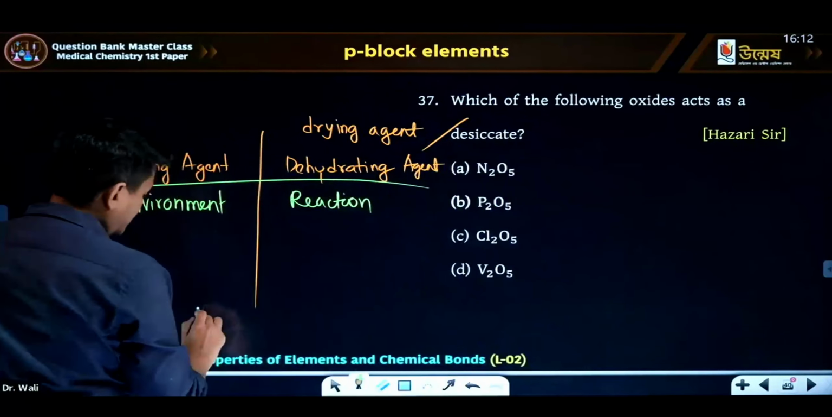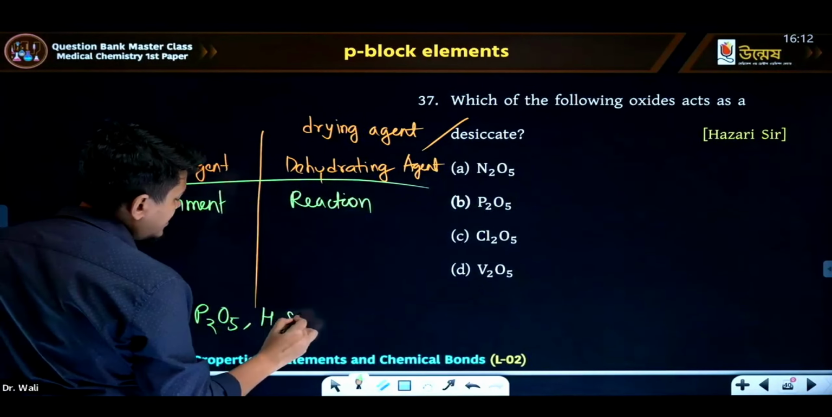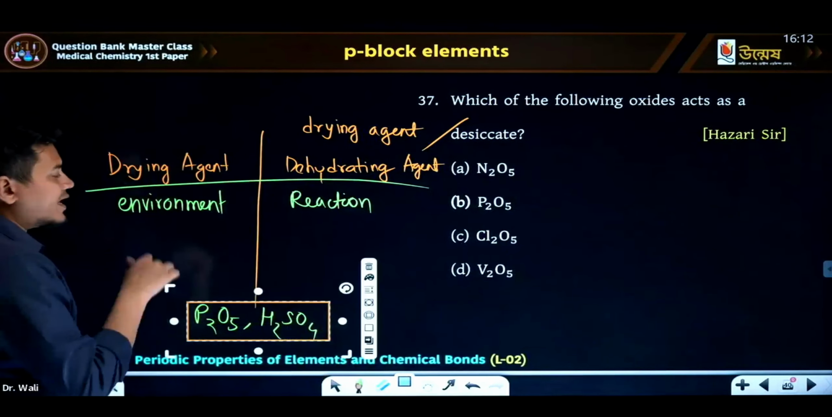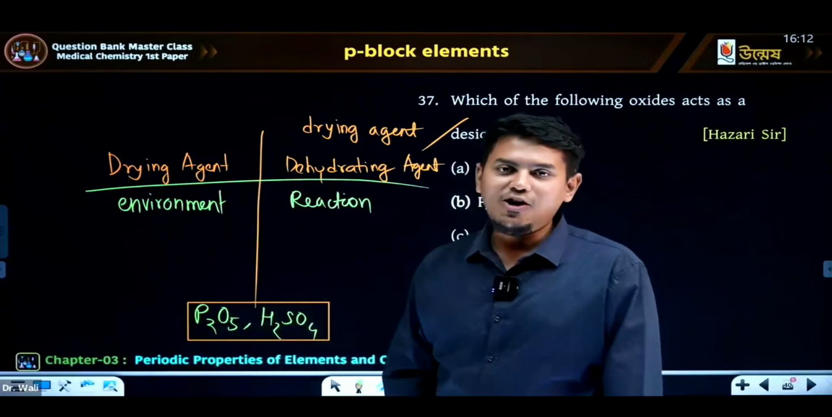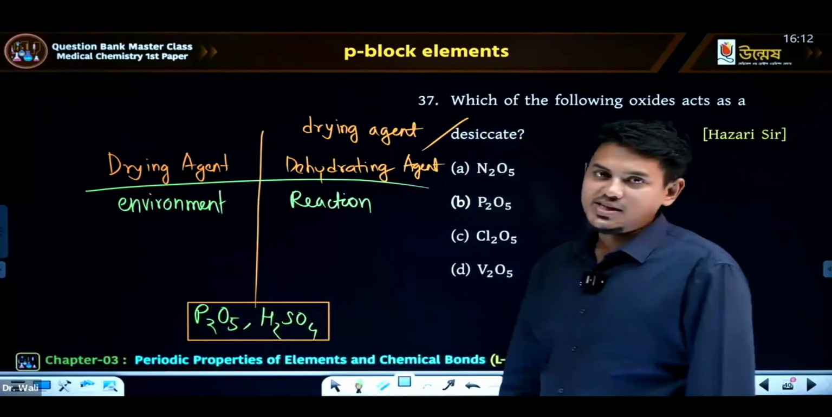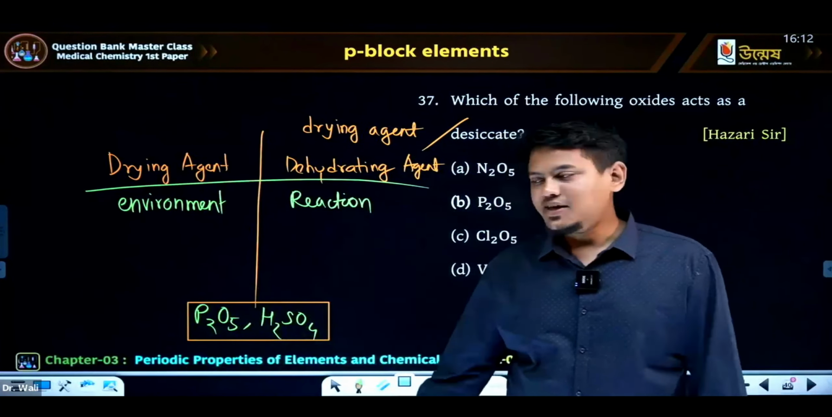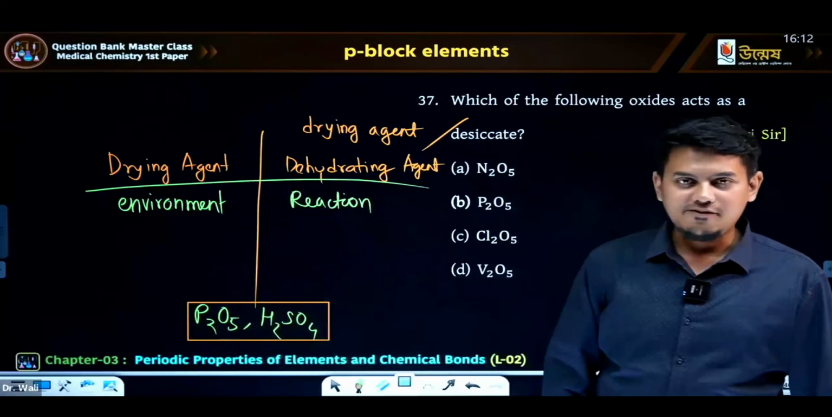First of all, I would like to mention 2 examples, P2O5 and sulfuric acid. These two can act as both drying agent and dehydrating agent. So if we get these two in the options, then we don't have anything else to do. Whatever the question may be, if it is a desiccating agent or drying agent or dehydrating agent, we can easily mark it if any of these two are available.